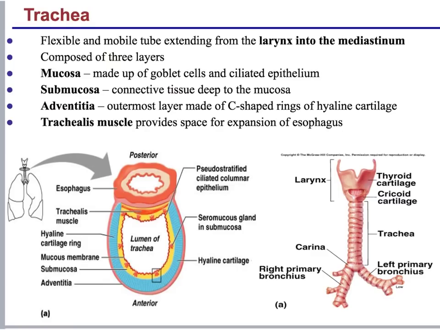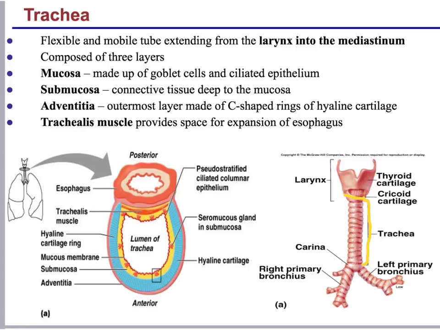So from the last cartilage of the larynx, which is the cricoid cartilage, our trachea or windpipe extends down in the center of our chest, which is called the mediastinum. It is almost 4 inches long, somewhere between 10 to 12 centimeters, and in most people it's a little bit less than an inch wide.